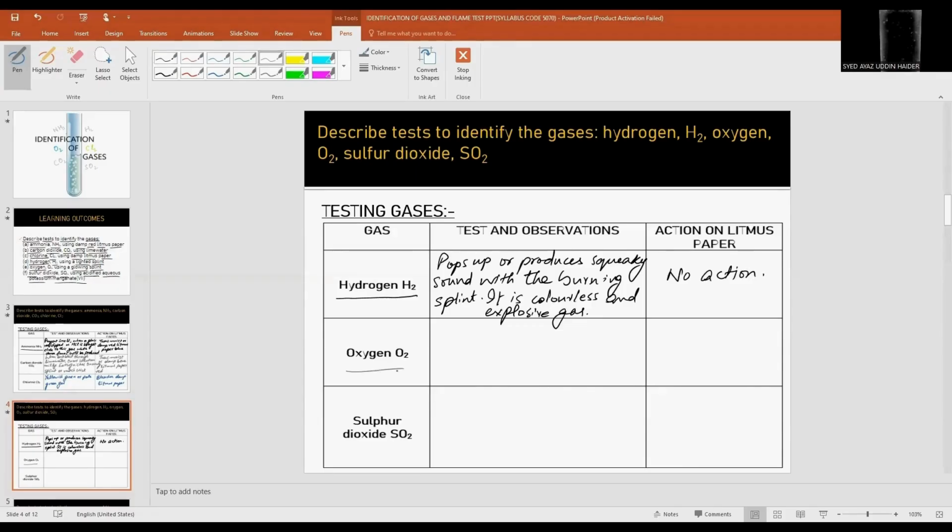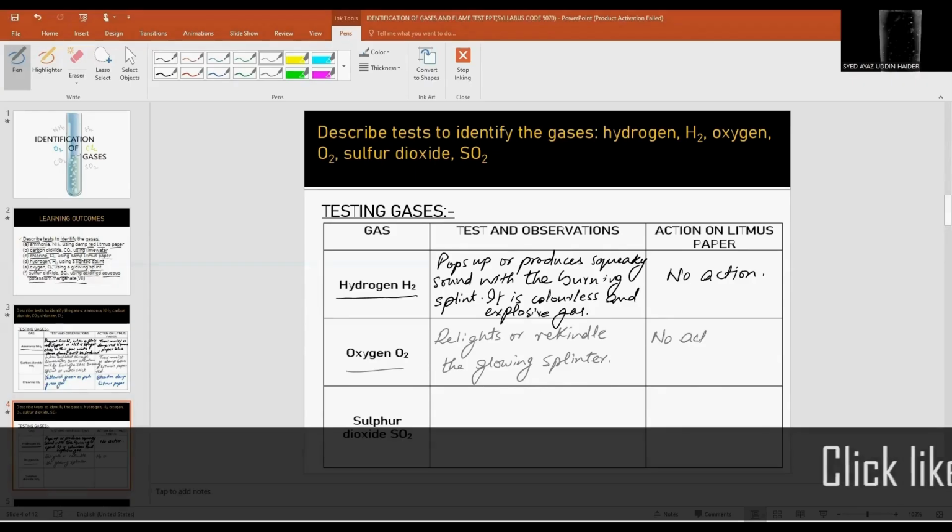Oxygen gas, O2, relights or rekindles a glowing splint or matchstick. Again, it has no action on the litmus paper.